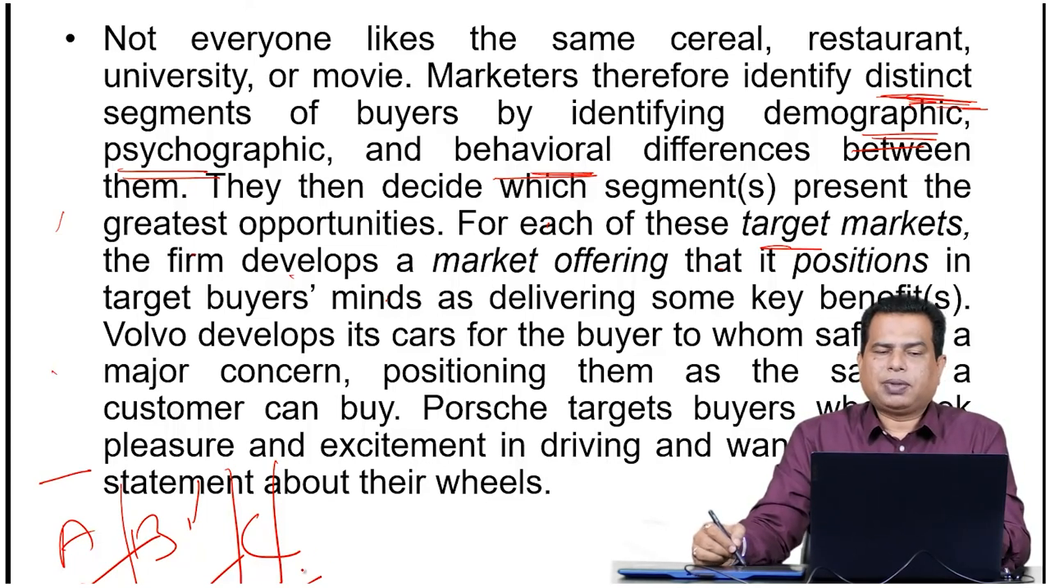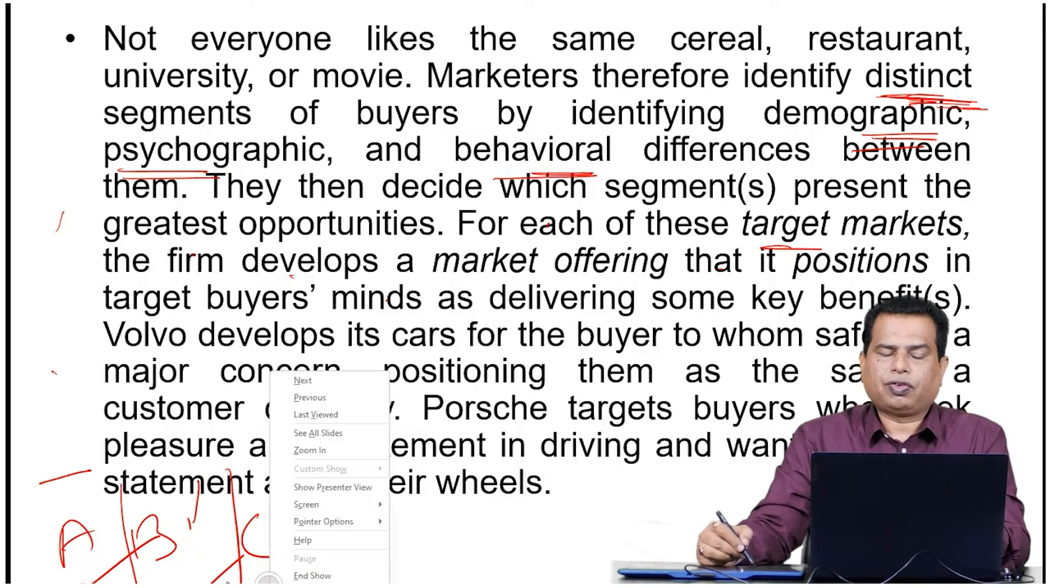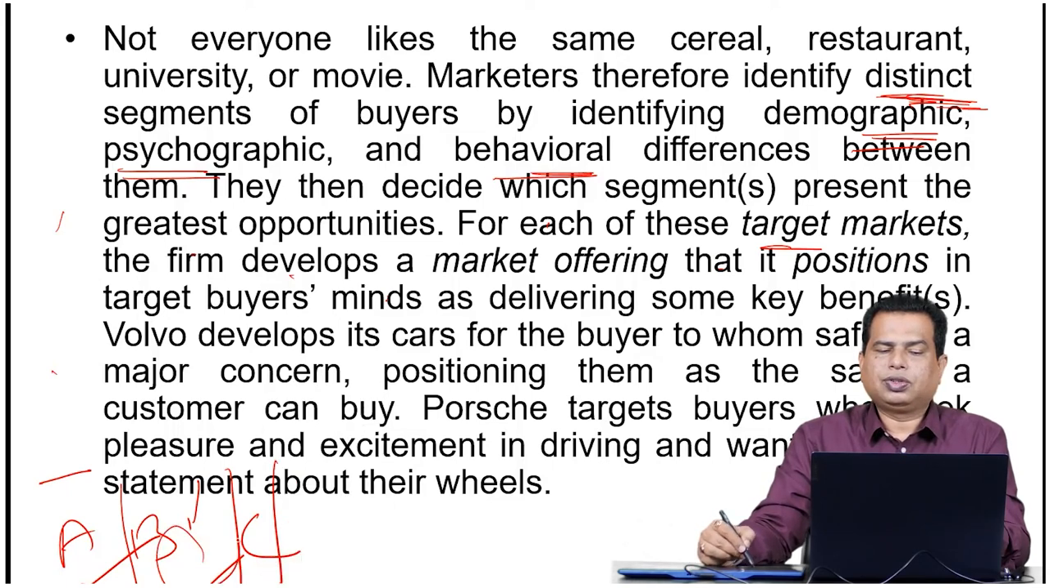And for each of these target markets, the firm develops a market offering. Now, for example, I have decided to choose B. Then for this target market, I'm going to design my market offering. Market offering means the product and services, all those entities which are going to be offered. And it positions in the target's mind as delivering some key benefits. Now, these offerings are going to have some characteristics that are going to be perceived by the customers as distinguished, meaning they are going to be different from the other offerings in the market.